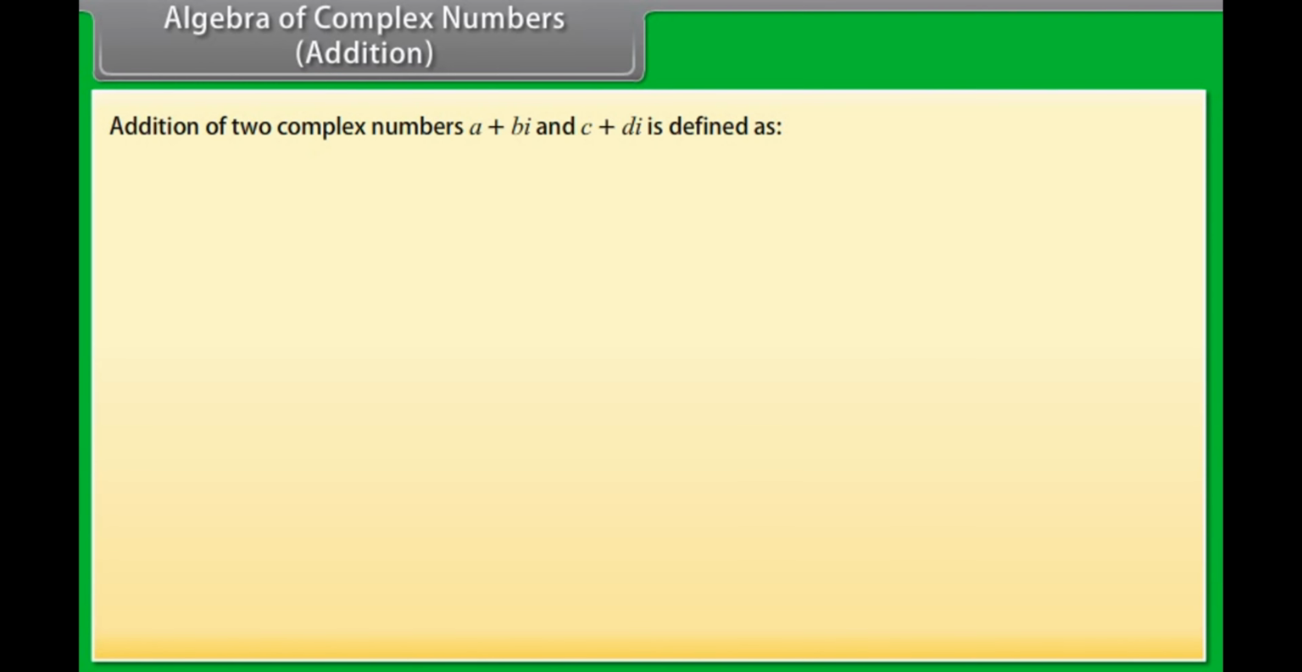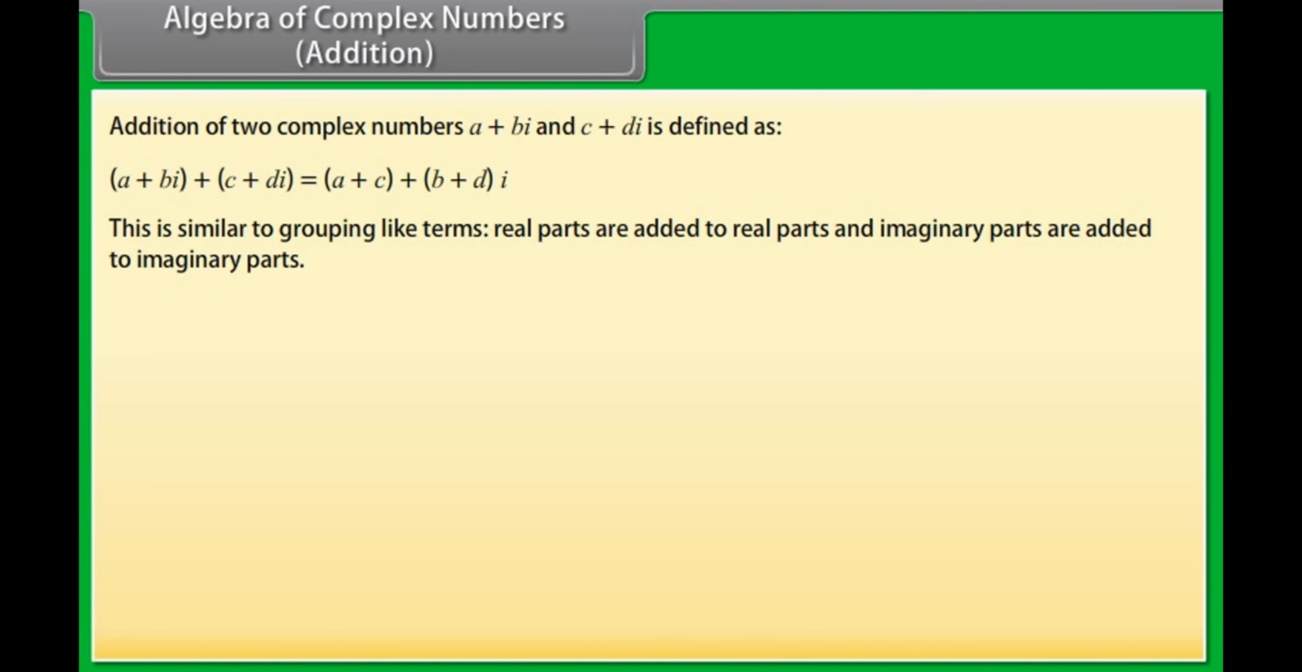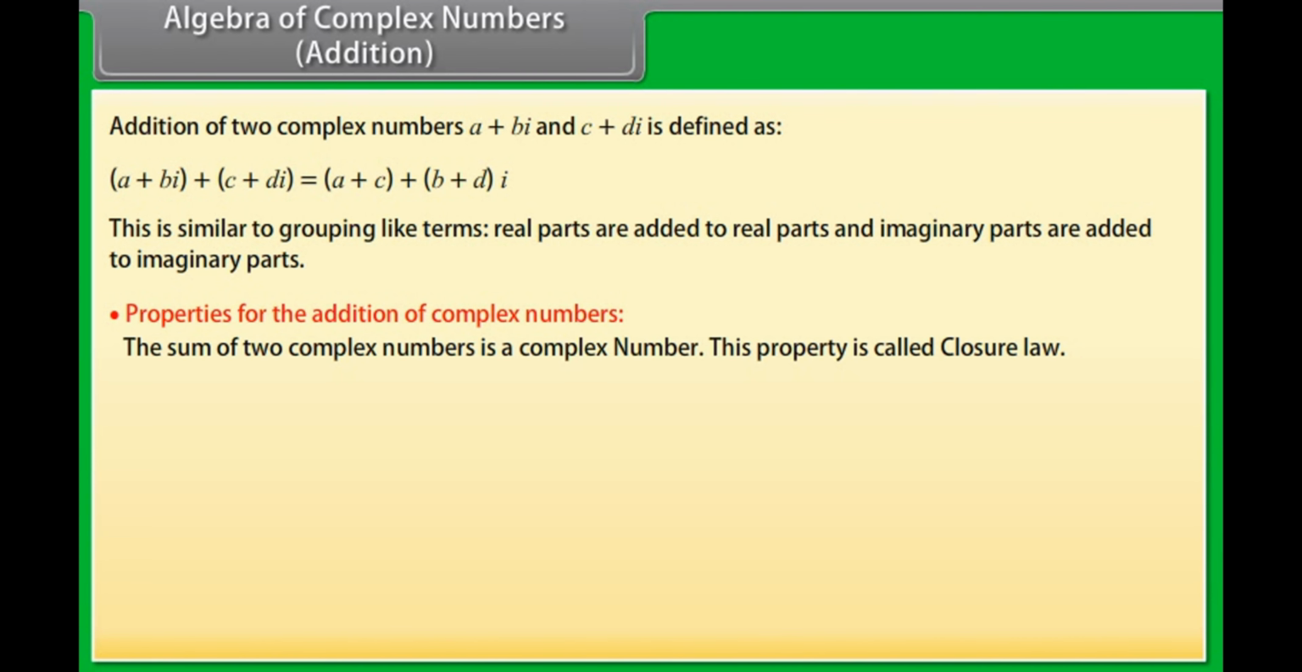Algebra of complex numbers. Addition. Addition of two complex numbers a plus b iota and c plus d iota is defined as a plus b iota plus c plus d iota is equal to a plus c plus b plus d iota. This is similar to grouping like terms. Real parts are added to real parts and imaginary parts are added to imaginary parts. Properties for the addition of complex numbers. The sum of two complex numbers is a complex number. This property is called closure law.